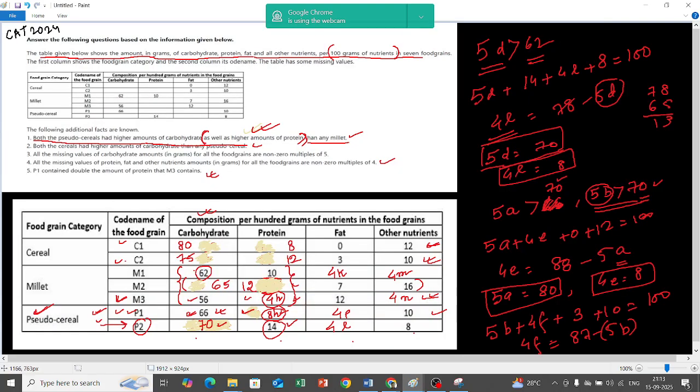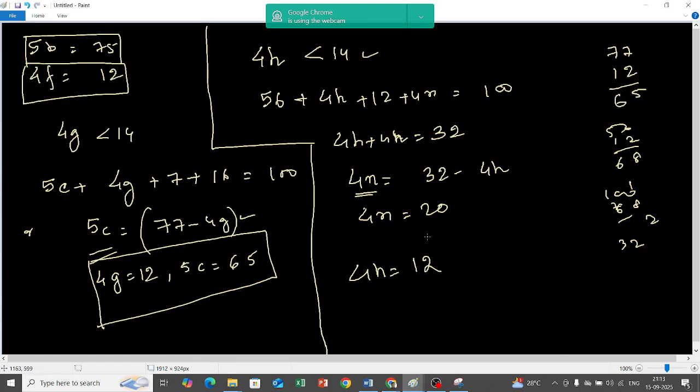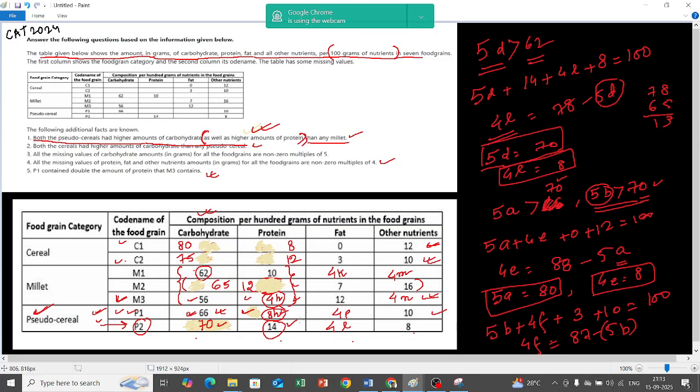4n will become 20. Okay, that is one thing. This is one we can draw, but will it make the summation 100? That we need to check.